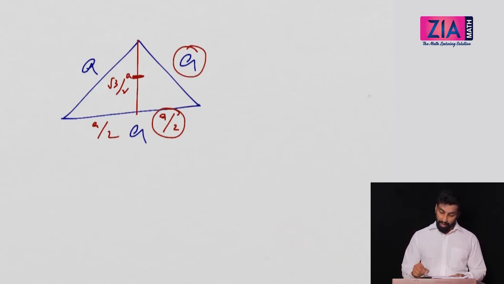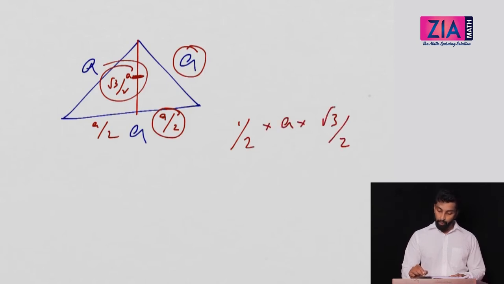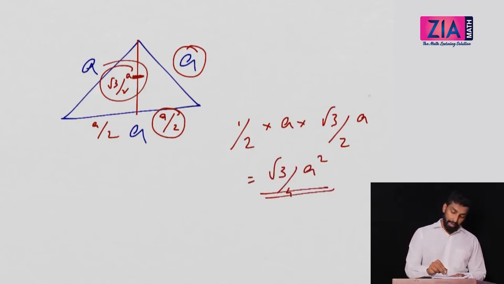So base is given as A and height you can find out as root 3 by 2 A. Then what is area? Half into base into height, which is A into root 3 by 2 A. So this will be root 3 by 4 A square. So what is the area of an equilateral triangle if one side is given? Root 3 by 4 A square.